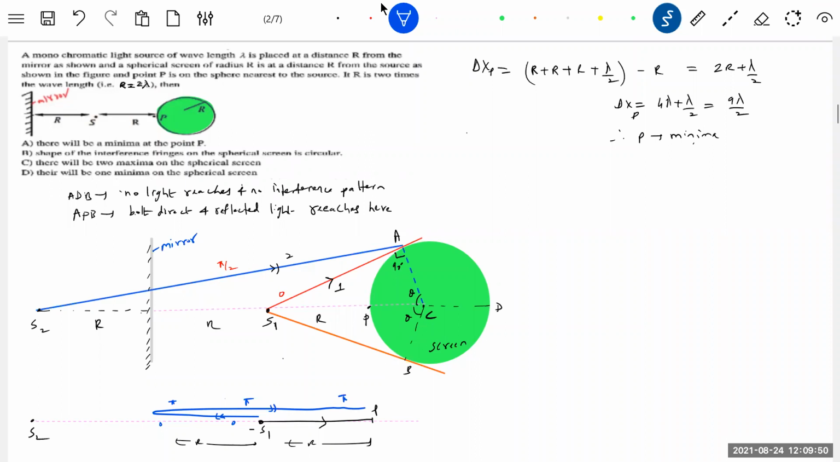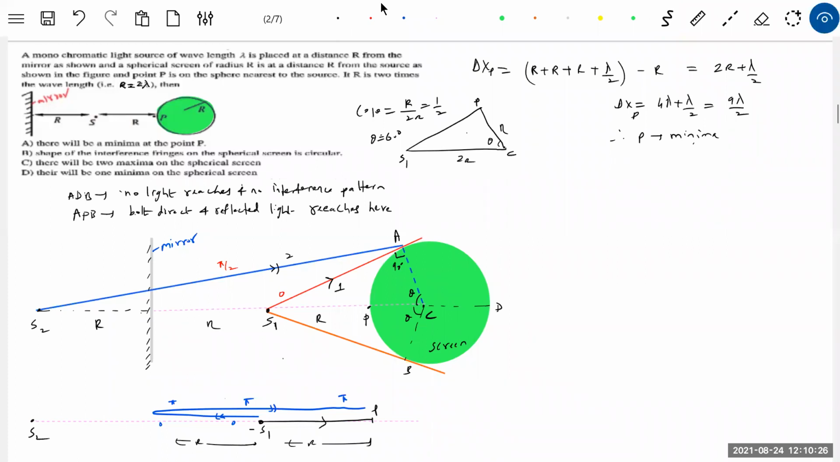What can theta be? Okay, the triangle, let me go for it. This is R, this is 2R. There's a point S1, there's a P, there's the center. Cos theta should be equal to R by 2R, which is 1 by 2. Theta is 60 degrees. I want the length S2A, that's all from here. We know theta, we know this R.